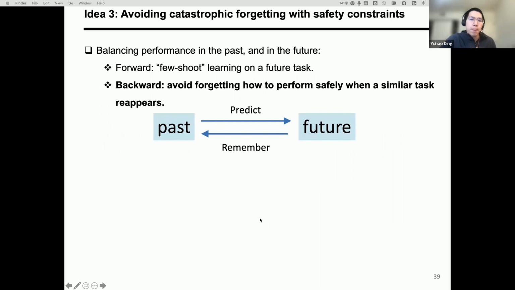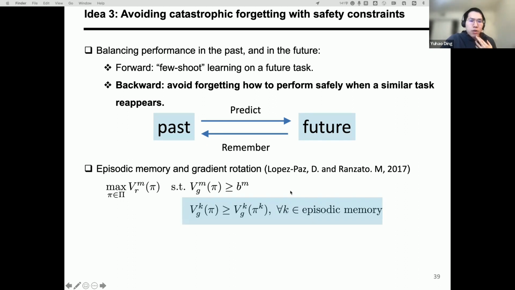And finally, it is important to balance the performance in the past and in the future to avoid catastrophic forgetting with a safety constraint. So what we discussed are also forward directions in this talk, where we want future learning to have good performance on a future task. However, in a backward direction, we want to avoid that our agent forgets how to perform safely when a very similar task reappears. A naive idea is that we can use episodic memory and gradient rotation to guarantee that for each new task, we satisfy the constraints encountered in the past.